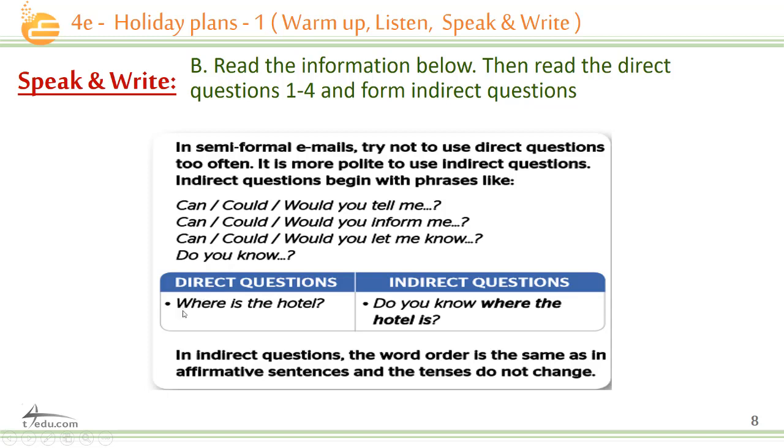Okay, so when we have a direct question, where is the hotel? The indirect question will become, do you know where the hotel is? In indirect question, the word order is the same as in the affirmative sentences and the tenses do not change. So it becomes more like an affirmative sentence, okay? So do you know where the hotel is? Not where is the hotel, okay?